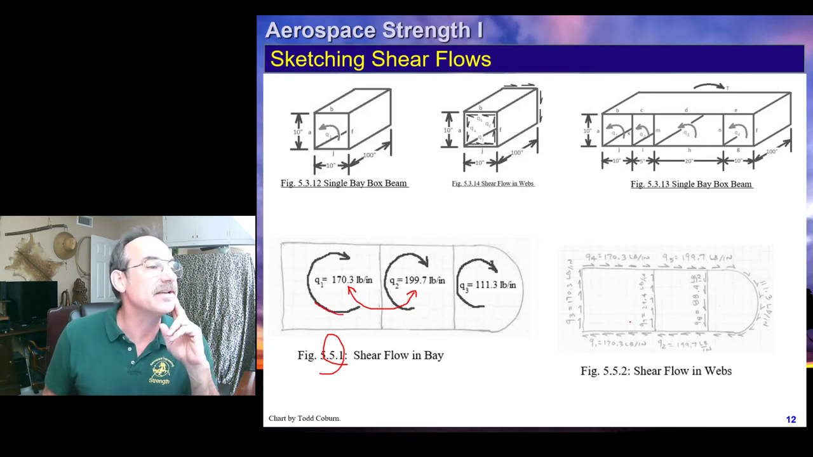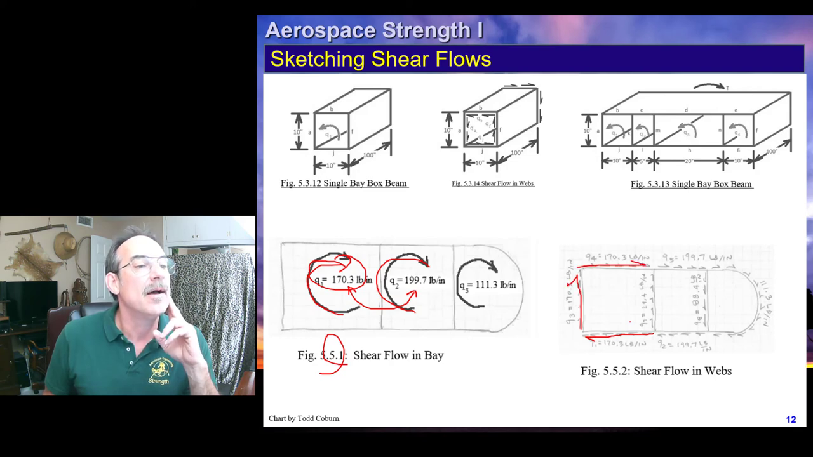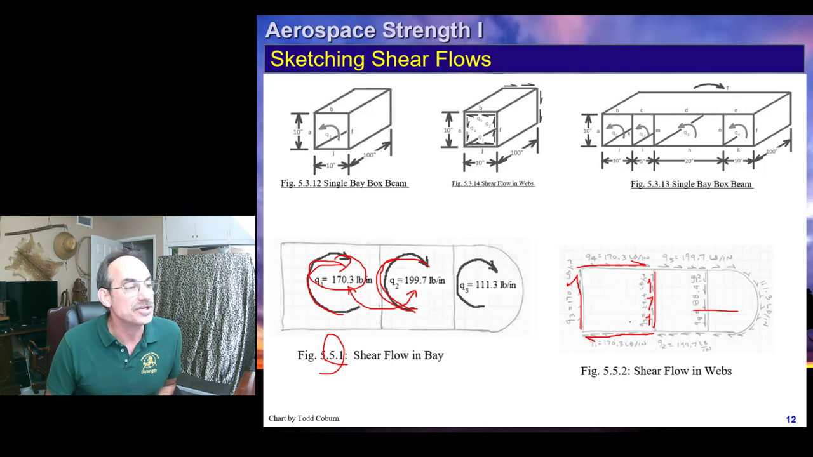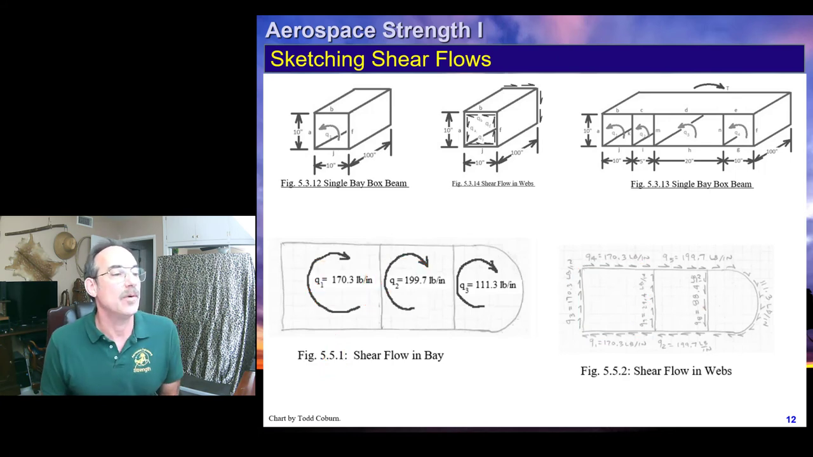Once again, looking at this, if this is our shear flow in this bay, and this is our shear flow in this bay, we see we're going to have this shear flow, 170.3, here, here, and here. But this vertical web is going to be different. I'm going to take the 199 minus 170, and if it's positive, then it's going up, and it turns like it is. You can read through the rest of those. That's how we draw shear flows in the bays and in the webs.